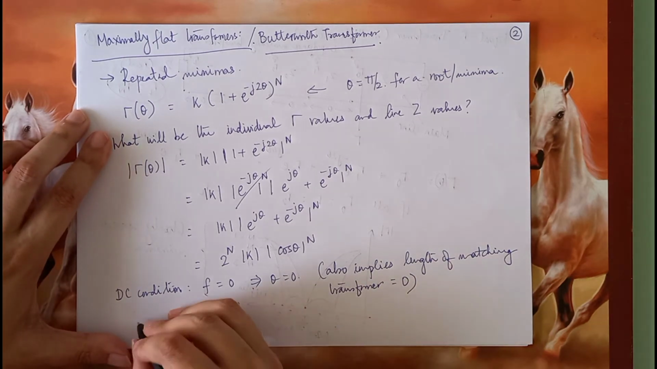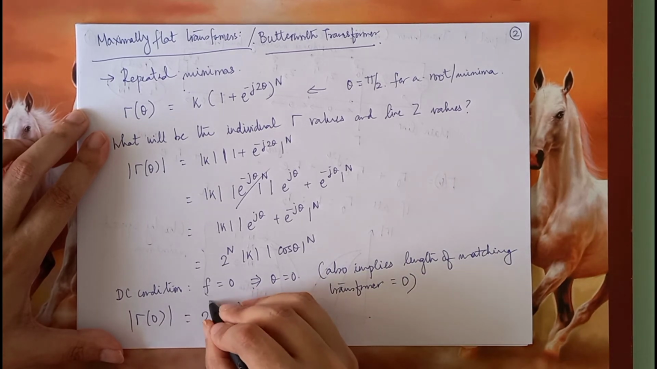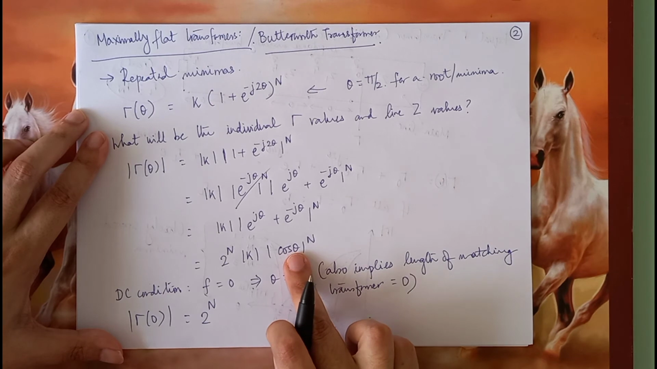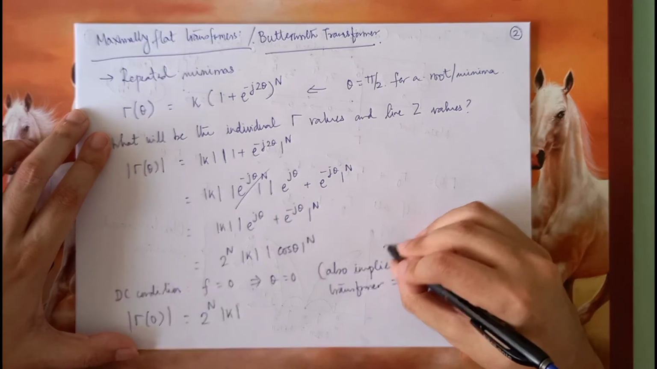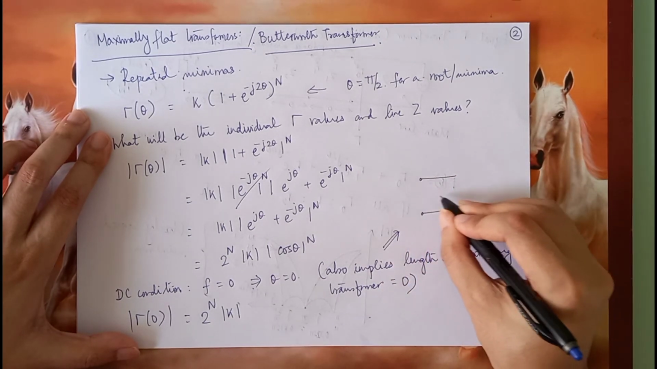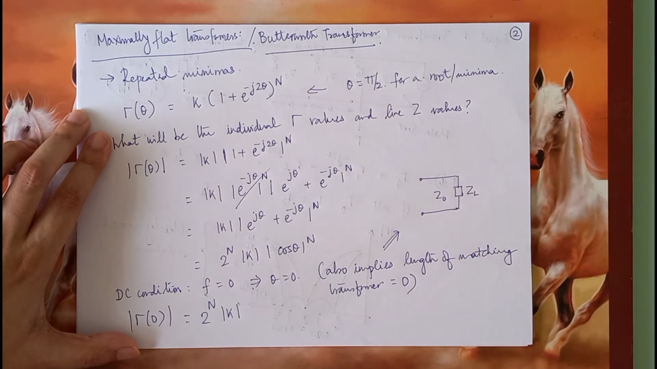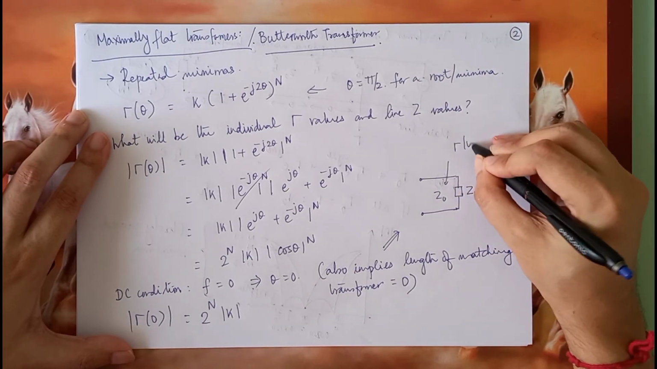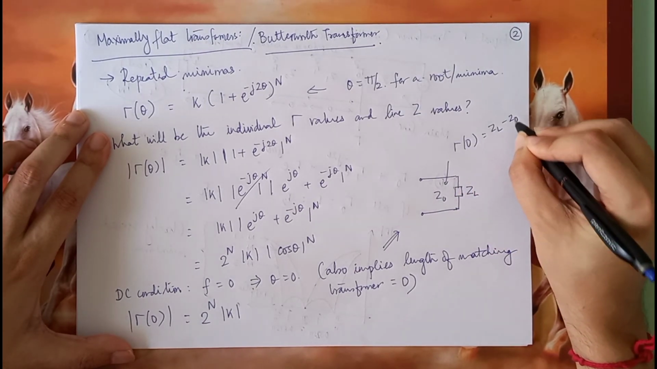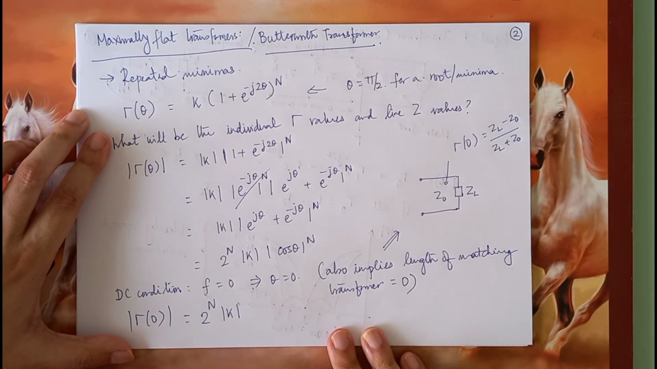So therefore, what will now happen is if theta becomes 0, that is gamma of 0, mod gamma of 0 is nothing but 2 raised to n. So cos theta will become 1. So 2 raised to n times mod of k. So in this case, what will happen is that the main line Z0 will be connected to the load. So therefore, gamma of 0 is nothing but this ZL minus Z0 divided by ZL plus Z0. Right?